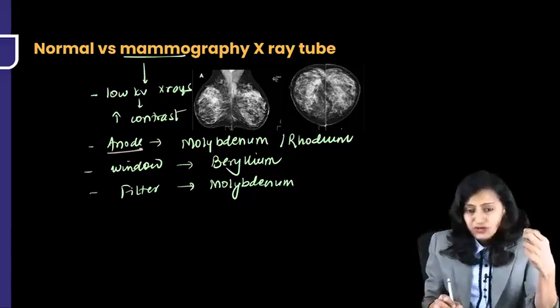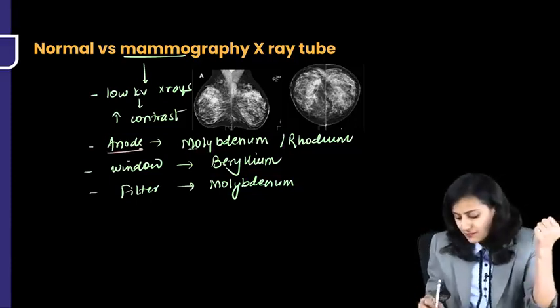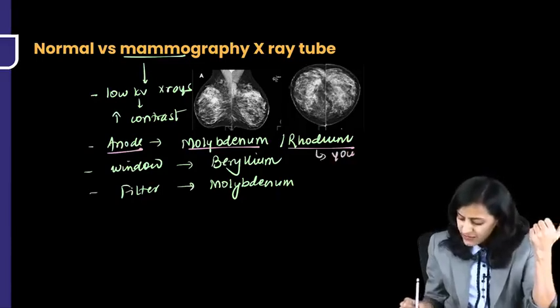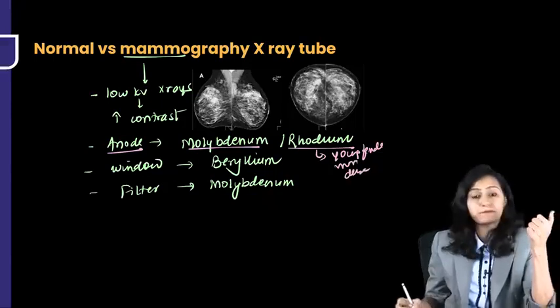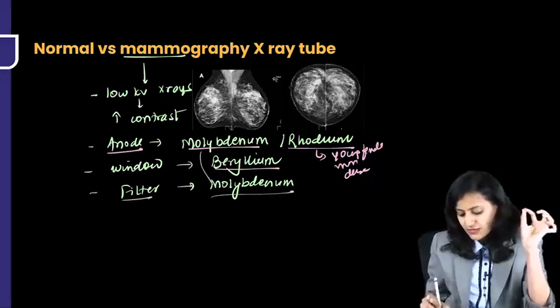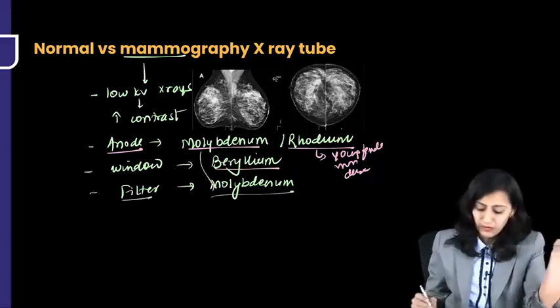One, the anode here, instead of tungsten, is made up of molybdenum or rhodium. Rhodium is used in young females who have more dense breasts. Rhodium is used as the anode. The window is made up of beryllium and not glass. And the filter is also made up of molybdenum and not aluminium or copper.